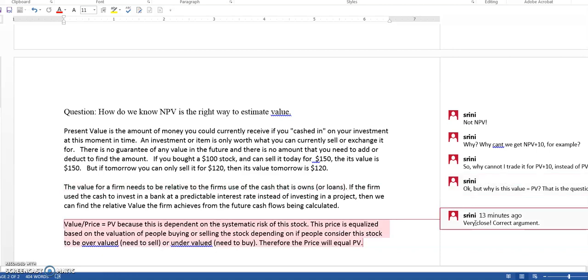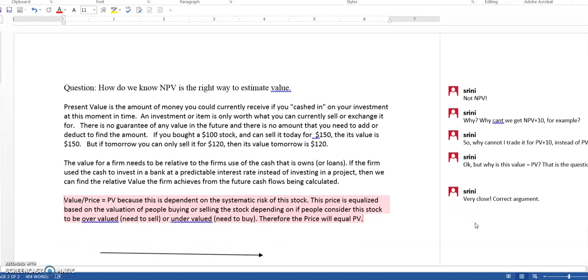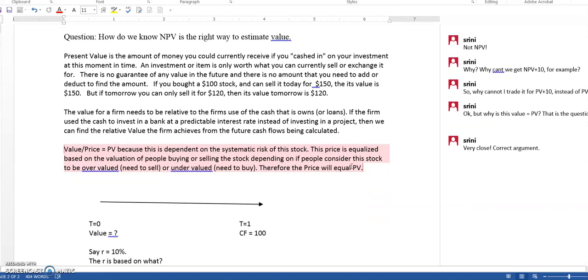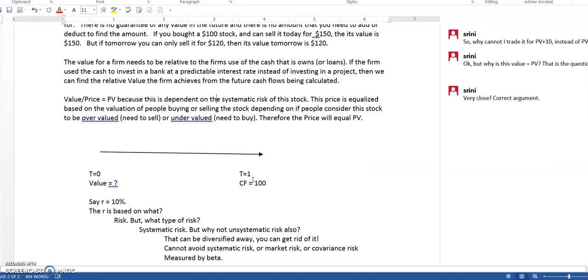Now there's one other response which I received which was very close, which said that, hey, the value of the price should equal present value because it is dependent upon the systematic risk. Okay, so let's go ahead. So this is a very close argument. Okay, so it's pretty close. So let's see why that will work, and we are going to use an example with a single cash flow.